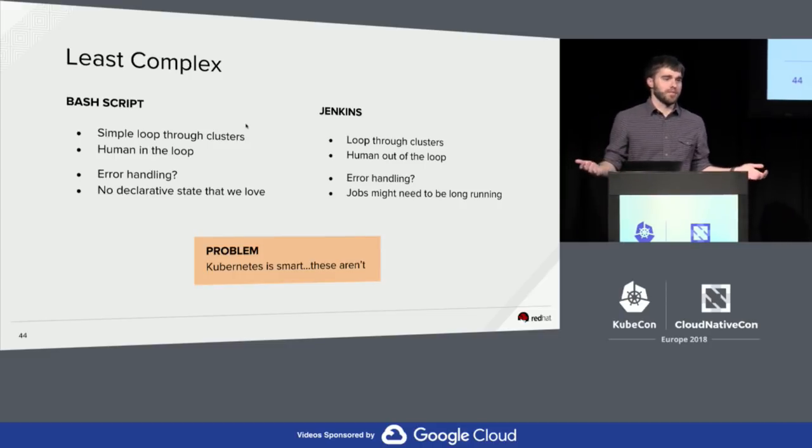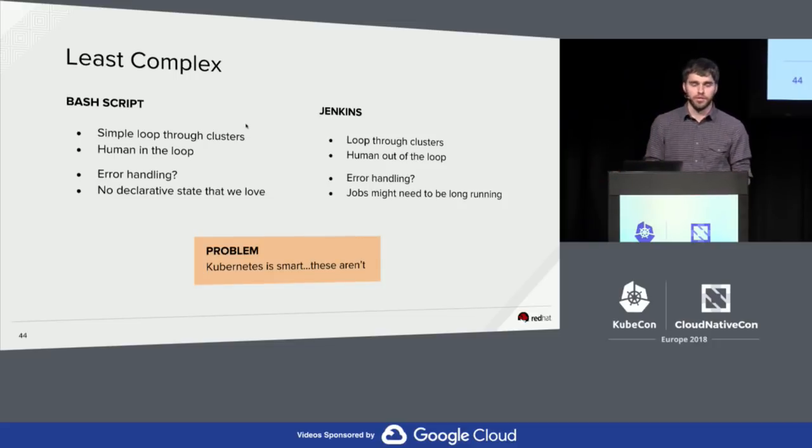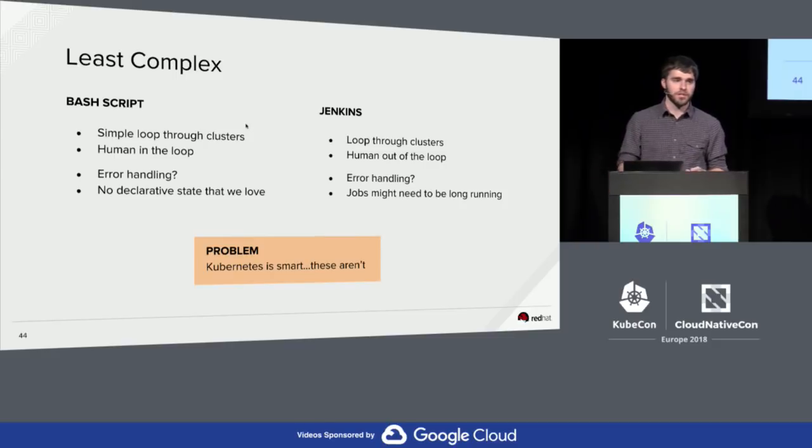The simple bash script, everybody loves this. This is a simple loop through your clusters. You can say kubectl get clusters, and then for each of those things, throw it in a loop. But this is instantiated by a human, and maybe that's okay for your organization if you don't deploy very often or you're just prototyping something. Run the bash script on your local machine if you've got credentials to all these clusters. It's great. But what happens when something goes wrong?